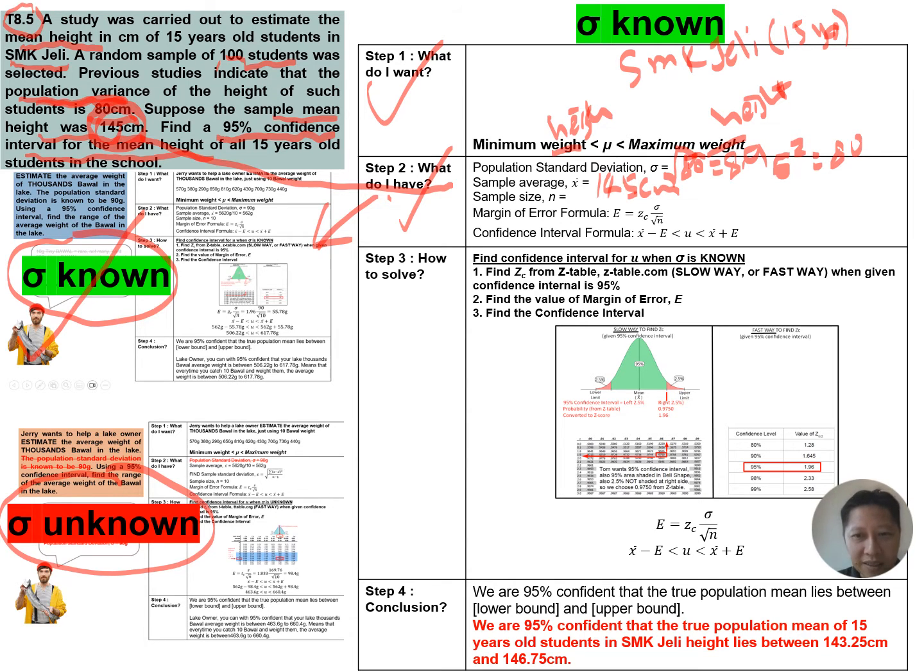How about the sample size? Yes, 100 students.